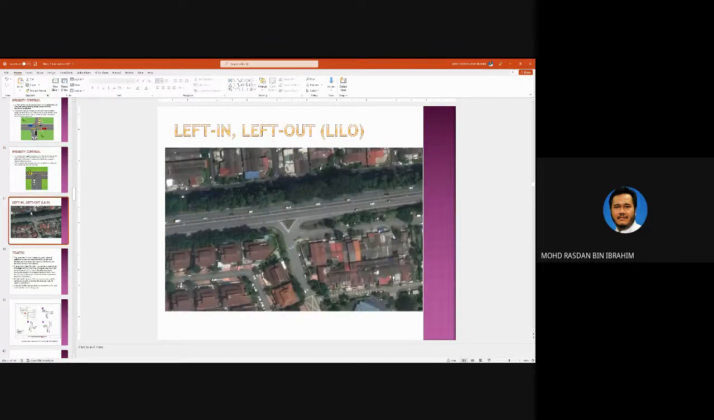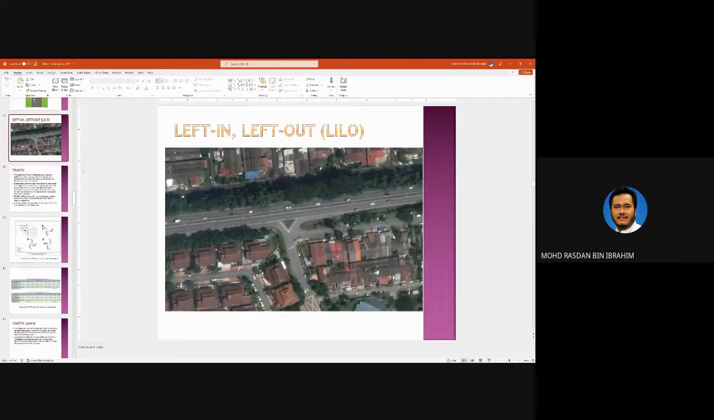This is another type of control, left in, left out. So vehicles coming from here turn left in, and vehicles going out go left out. So there is no movement from the other side of the road allowed. Okay, only left in, left out.